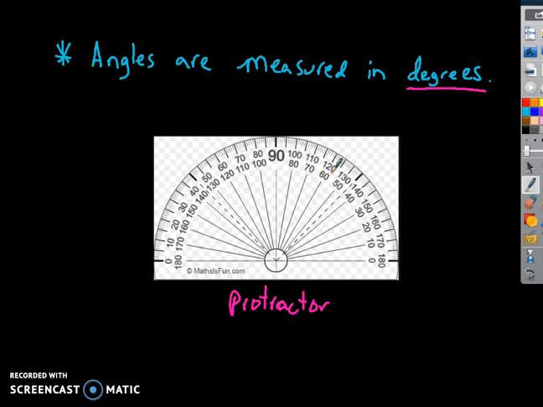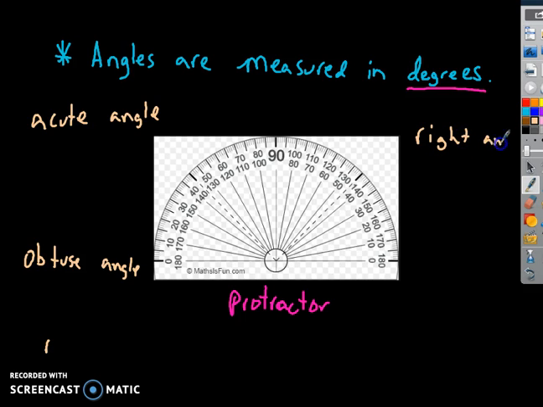There are four types of angles, just so you know, and you probably already know this. You've got the acute angle, and you have an obtuse angle, and you have a right angle over here. And you have a straight angle.